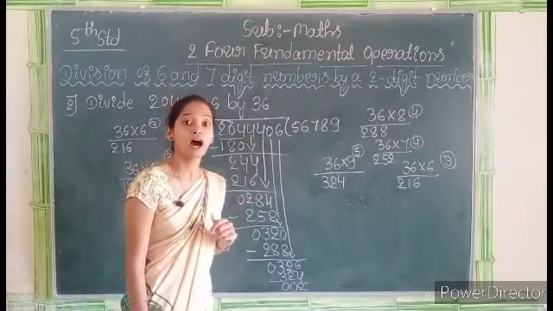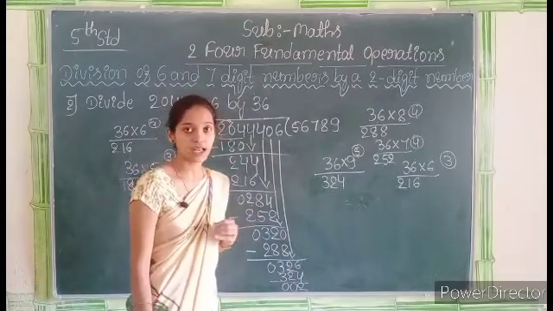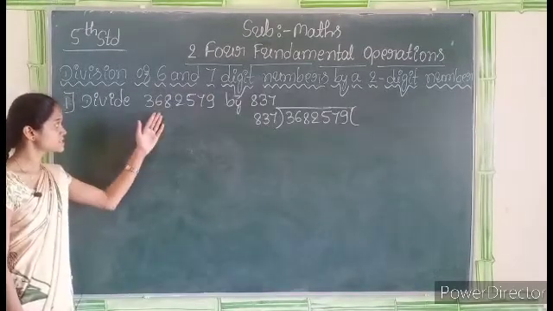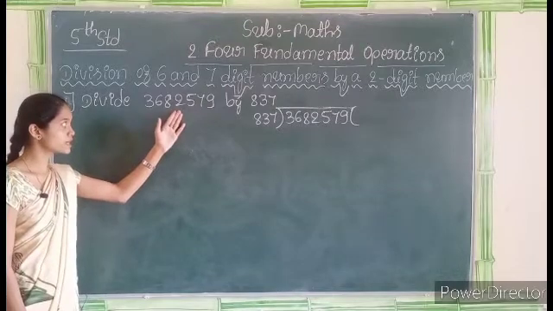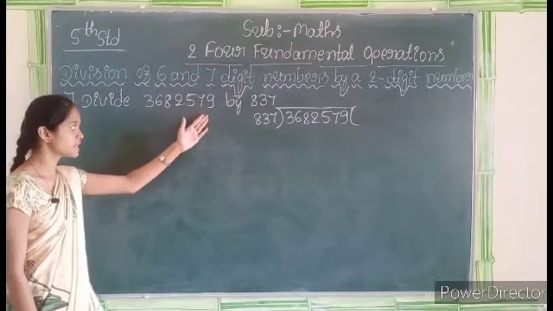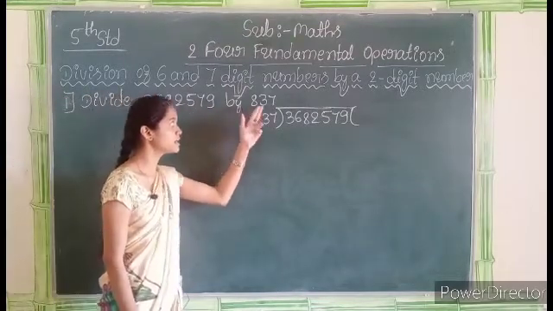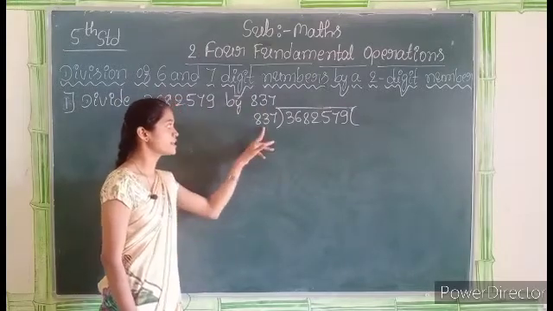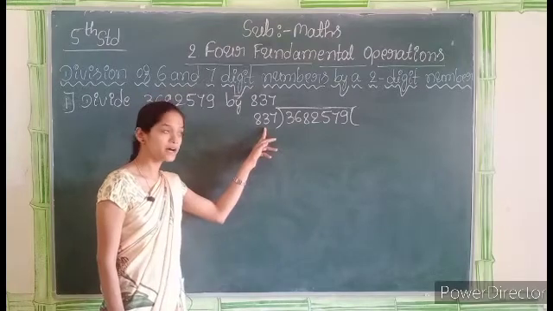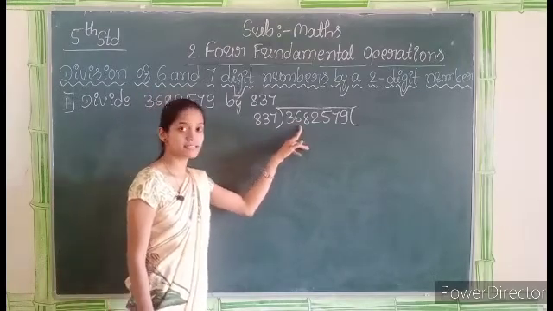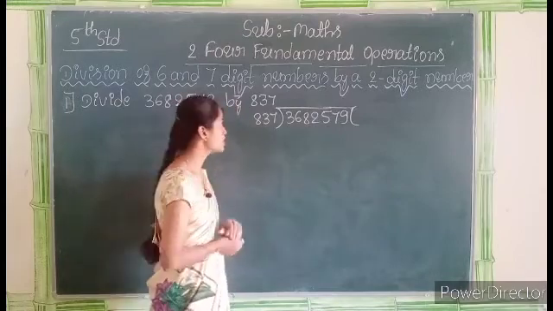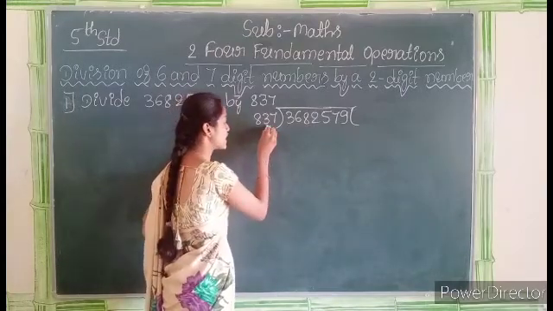Let us learn how to divide a 7-digit number by a 3-digit number. Divide 36,82,579 by 837. Here we have the divisor, that is a 3-digit number, and the dividend is a 7-digit number. Right. Let's start the division, and here the divisor is 837.